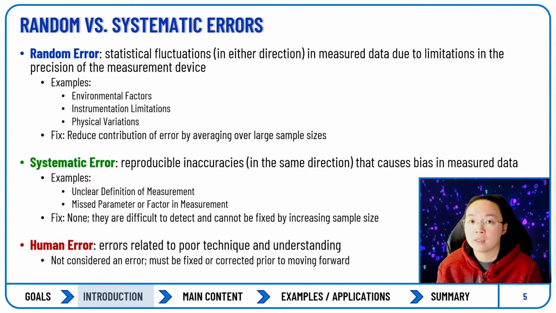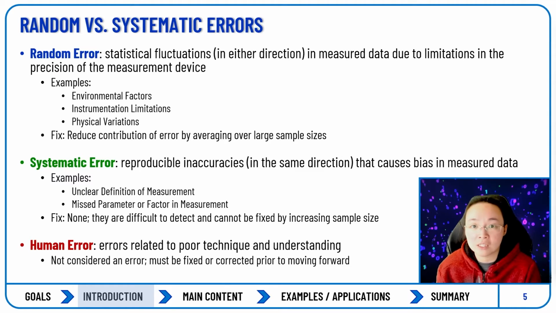Now, human errors are not considered errors at all. In various lab reports in undergrad, sometimes you're asked to report human error, but in real life, these are things that we try to avoid at all costs. Human error is an error that is related to poor technique and poor understanding of the material. You can only design an experiment well if you understand the topics well, and you can only do experiments well if you understand how to use the equipment.